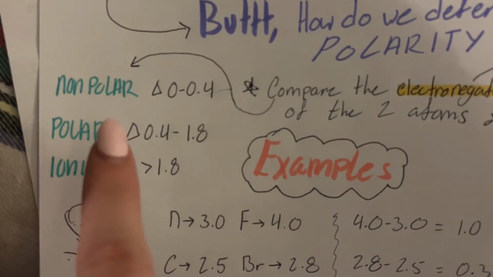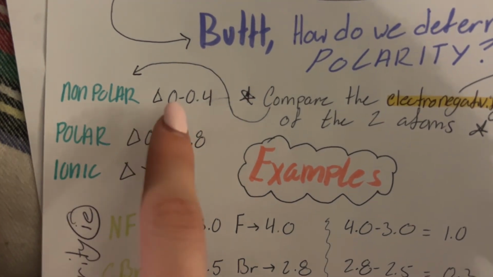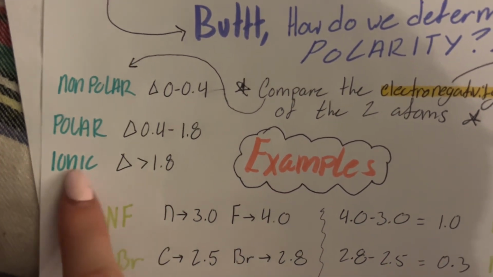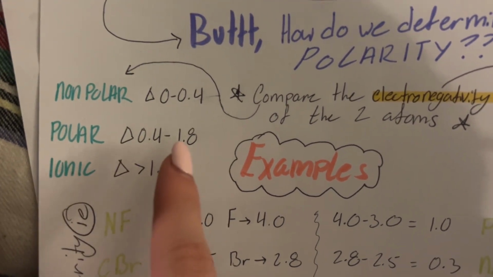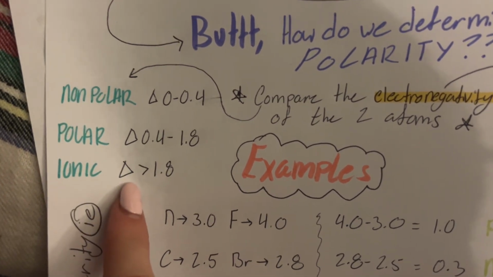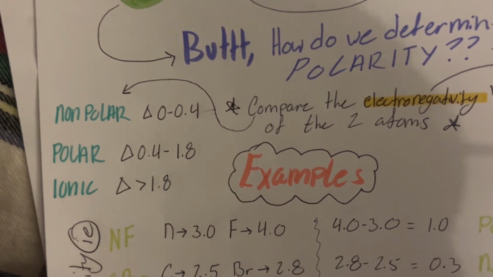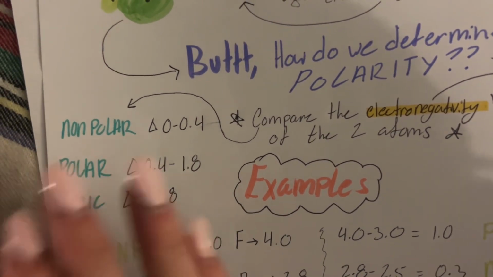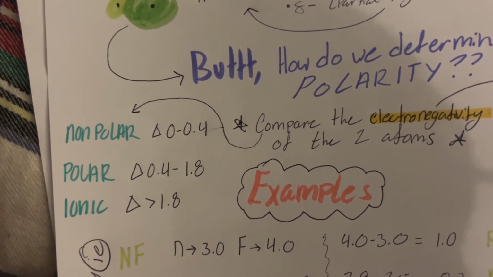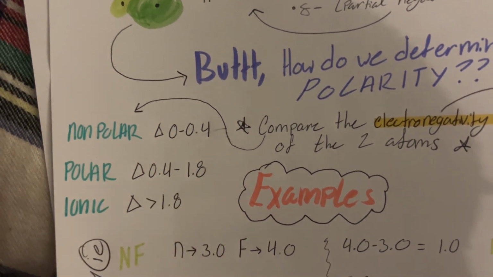These are the values you need to know for electronegativity. Nonpolar, 0 to 0.4. You need to have this memorized. Polar, 0.4 to 1.8. And then anything that's ionic is greater than 1.8. This is the difference in electronegativity, delta, so difference. Okay, repeat with me. Nonpolar, 0 to 0.4. Polar, 0.4 to 1.8. Ionic, anything over 1.8.